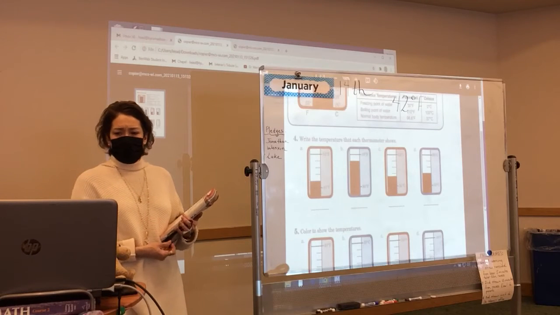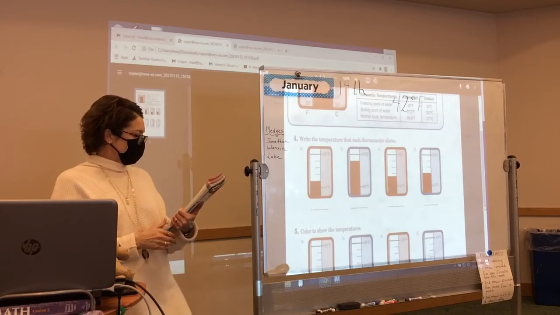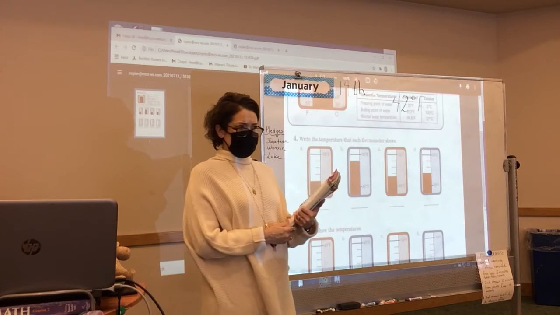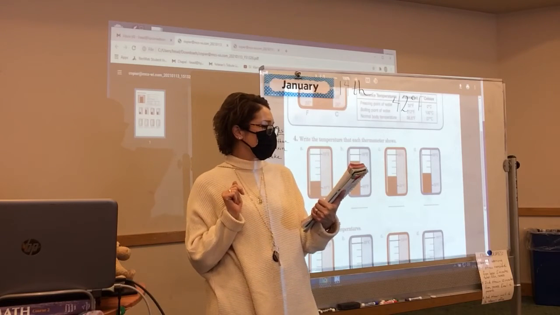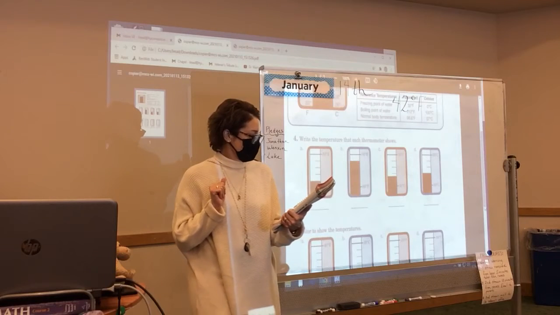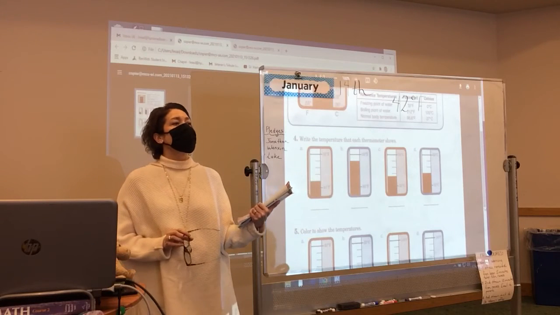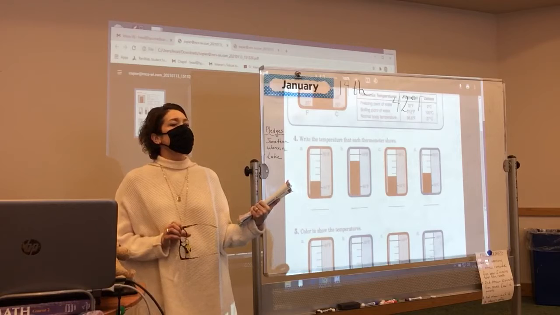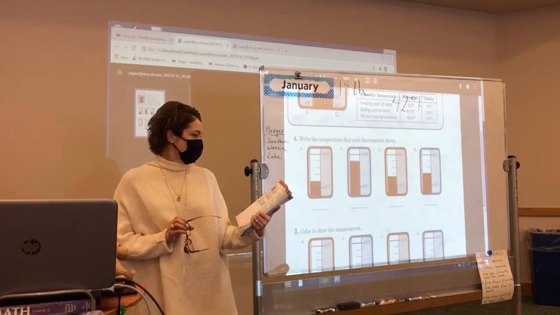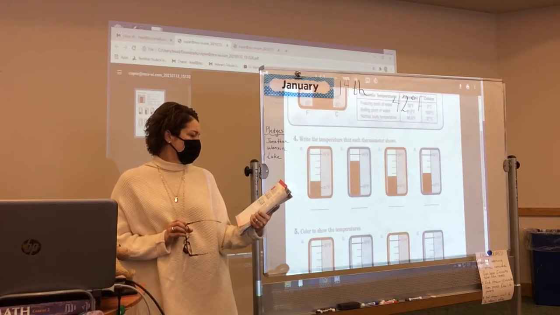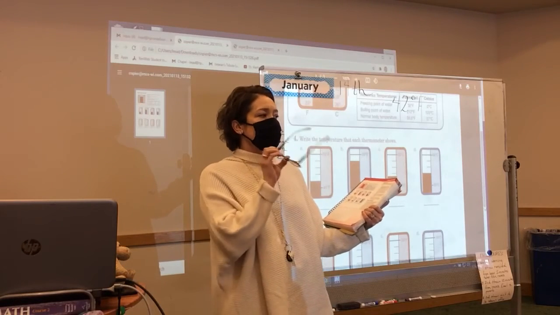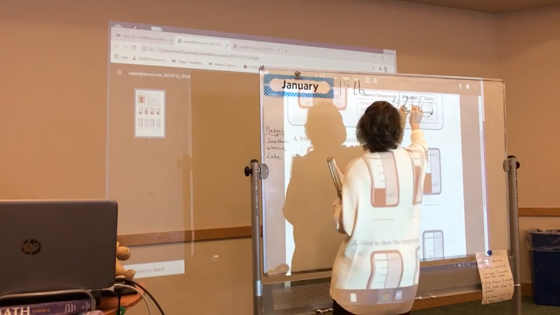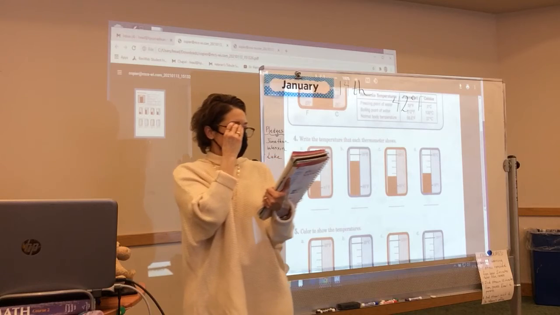Number 4A. What is the temperature that each thermometer shows? So what about 4A? Jack. 41. Ooh, close. So close. 42. Beautiful. 42 what? Fahrenheit. Degree, little dot. Degree Fahrenheit. Very good. How about B?